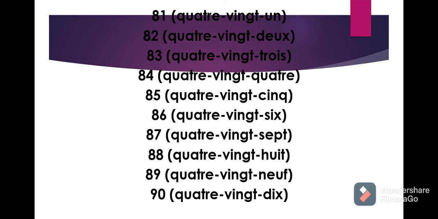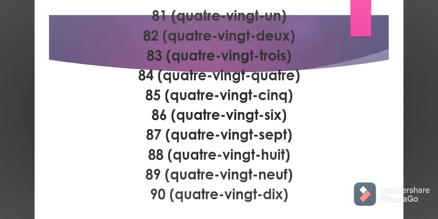Now, just like 70, 90 doesn't have any special word for itself. So, 90 would be formed from 80. So, 80 plus 10 gives me 90. 80 was quatre-vingts, without an S. So, quatre-vingt-dix gives me 90.